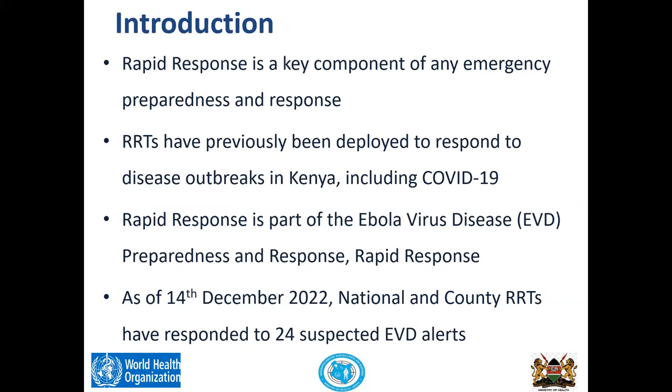In the plan, rapid response is a whole subcommittee with terms of reference on how we're supposed to operate, even before we report the first confirmed case. As of 14th December, 2022, national and county rapid response teams have responded to 24 suspected EVD alerts. These are suspected cases that have a history of travel from Uganda, and the teams at national and county levels have been able to respond rapidly, determine whether these cases meet the case definition for EVD, and collect samples. Thankfully, out of the total 24 cases, none of the samples has turned positive for EVD.